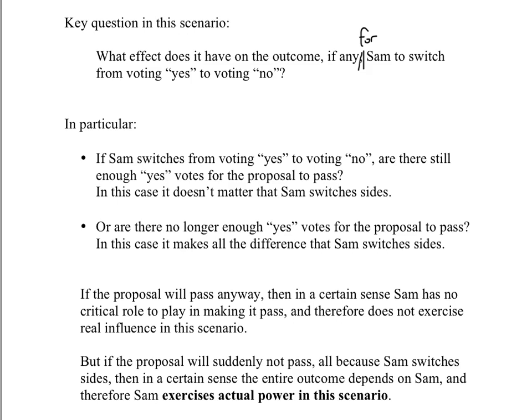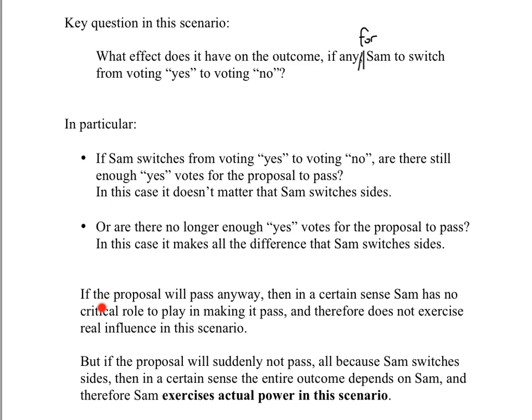The key question in this scenario is, what effect does it have on the outcome, if any, for Sam to switch from voting yes to voting no? In particular, if Sam switches from voting yes to voting no, are there still enough yes votes for the proposal to pass? In this case, it doesn't matter what Sam does. It doesn't matter that Sam switches sides. Or, are there no longer enough yes votes for the proposal to pass after Sam switches? In this case, it makes all the difference that Sam switches sides.